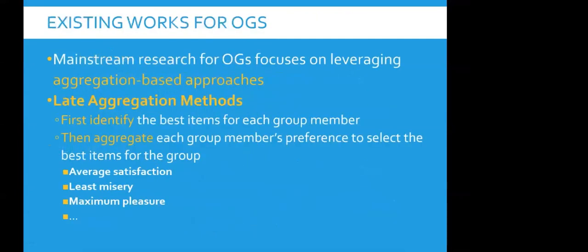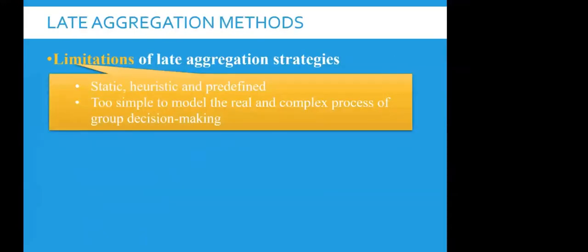Here are typical existing works for occasional groups. The mainstream research for occasional groups focuses on leveraging aggregation-based approaches, that is, late aggregation methods and early aggregation methods. Late aggregation methods first identify the best items for each group member, and then aggregate each group member's preference to select the best item for the group, such as average satisfaction, least misery, and maximum pleasure. Although late aggregation-based methods are simple and intuitive, there are still some limitations for the above methods. That is, they are static, heuristic, and predefined. And due to that, they are too simple to model the real and complex process of group decision-making.